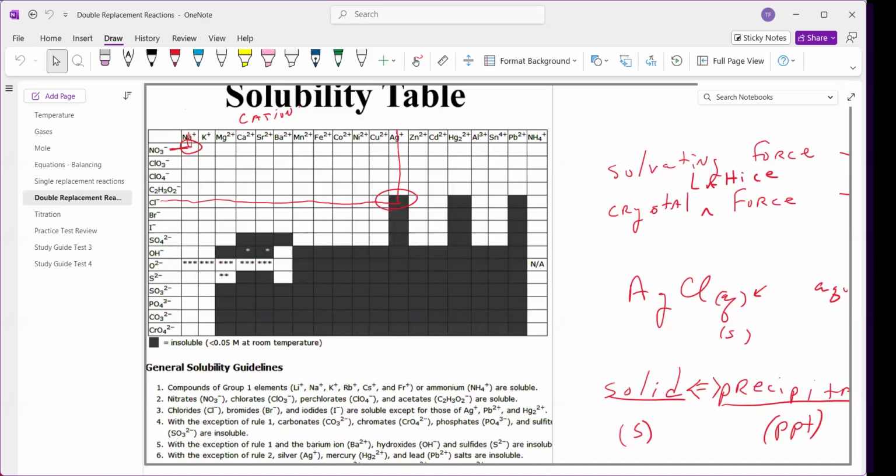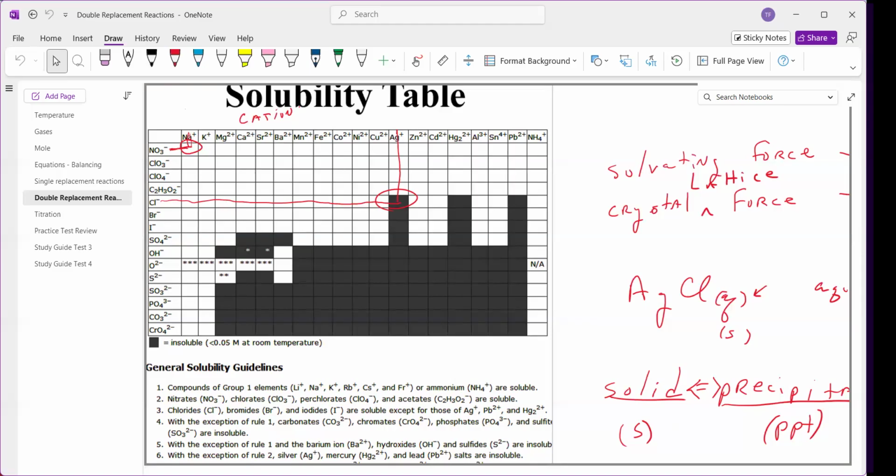Now, you may or may not have to know the rules for your next class. Depends on the instructor, totally. So they'll either give you the rules or have you memorize the rules. And yes, you're going to have this on the test.